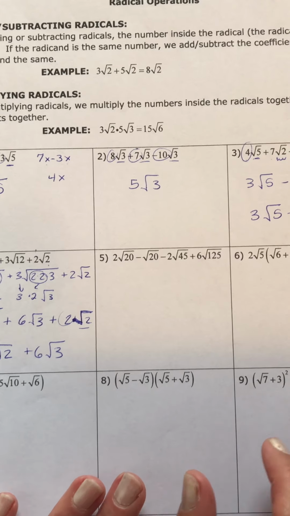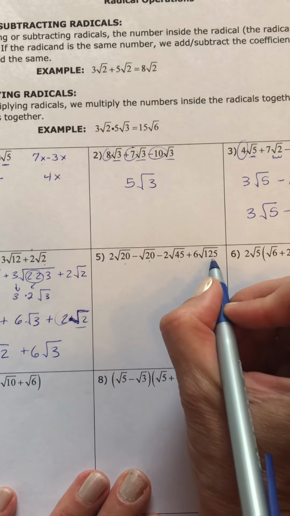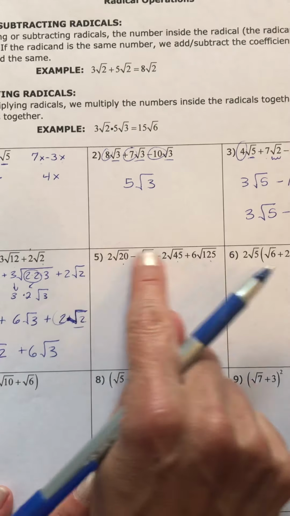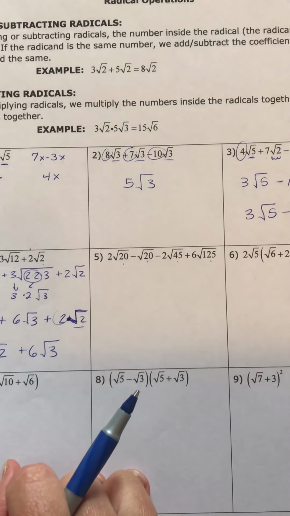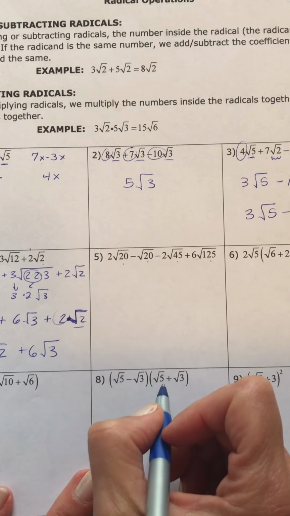Next one, same thing. Simplify the 20, simplify the 20, simplify the 45, simplify the 125, and see if you can have any like radicals. Put it on pause and try this problem by yourself, and then press play to see how you did.